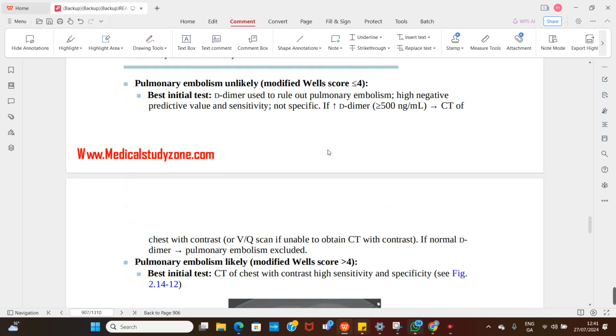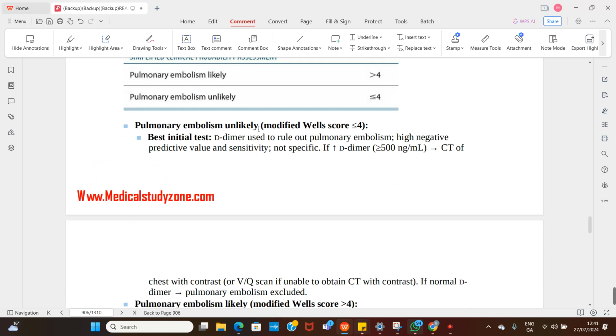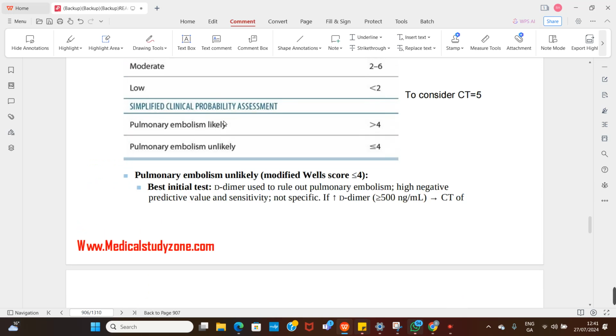So let us look at the algorithm. If you calculate your modified Wells score and you are getting a value of 4 and less, your best initial test is to do your D-dimer. And what? You rule out pulmonary embolism. The D-dimer test has a very high negative predictive value. If you get your D-dimer test and it's negative, there's a high chance that truly the person doesn't have it. That's what it means.